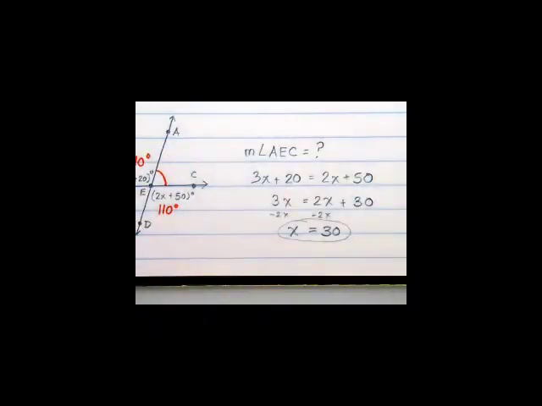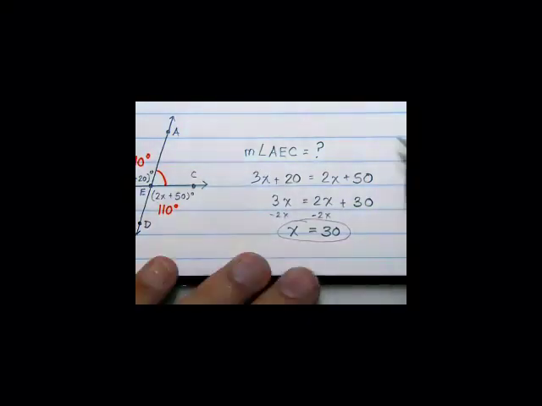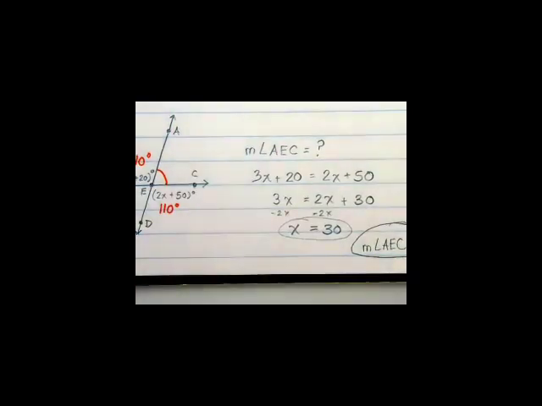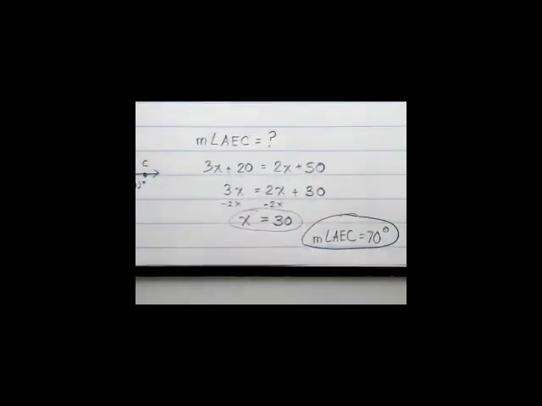So what is the measure of AEC then, if that one is 110? Yeah. 70 degrees. Savannah, right? Yes. Okay, 70 degrees. Yep. And that's our answer. Okay, so that's how you can do that sort of thing. We used vertical angles to help set that thing up.